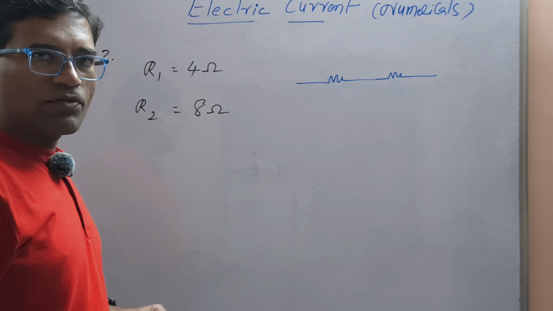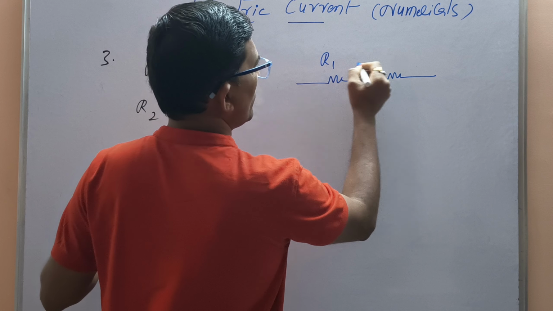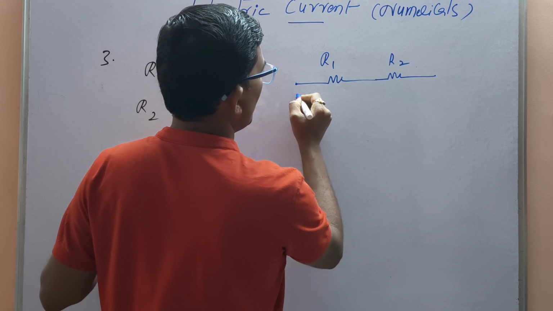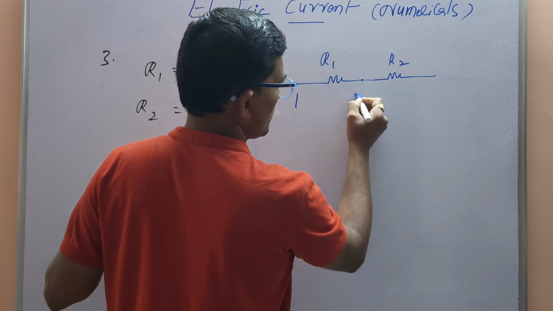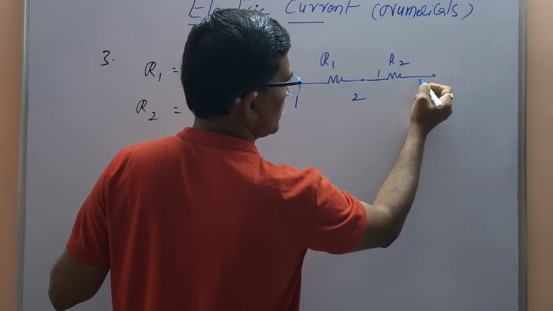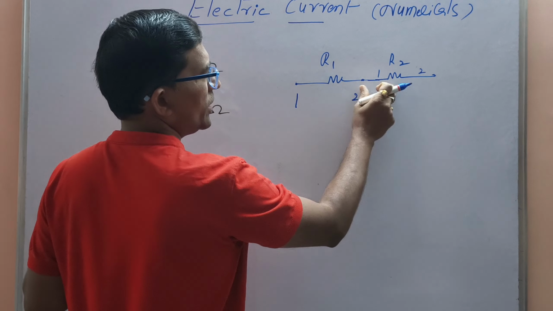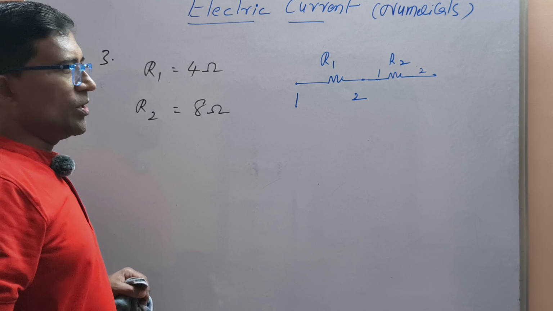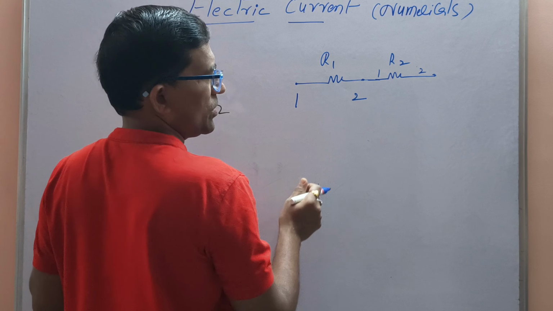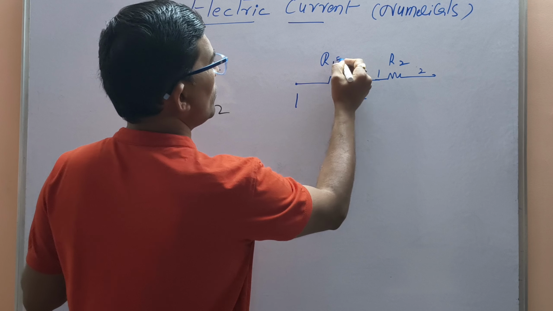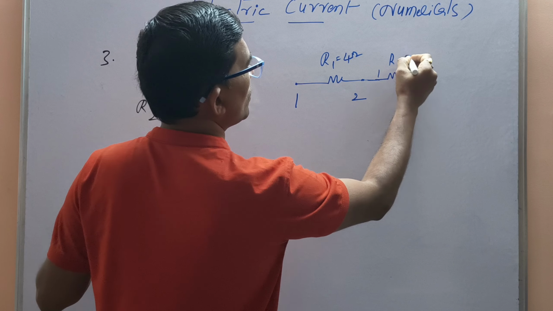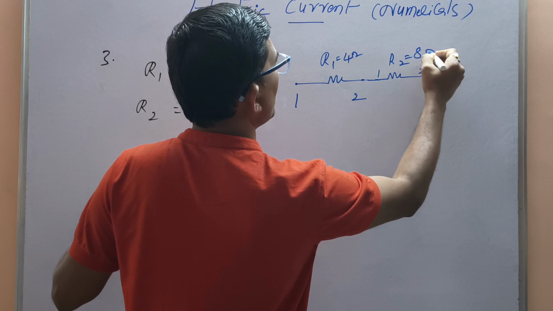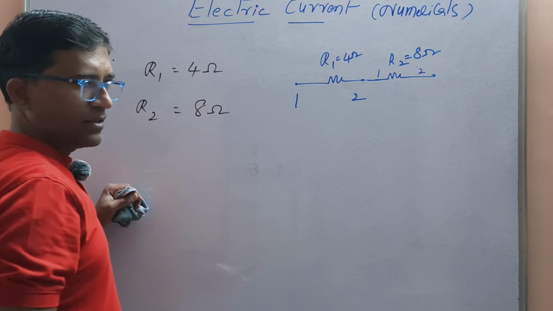Series is the end-to-end connection of resistors. This is resistor R1 and this is R2; the second terminal of the first resistor connects to the first terminal of the second resistor. If I connect both resistors in series, R1 is 4 ohm and R2 is 8 ohm. Series means side by side.